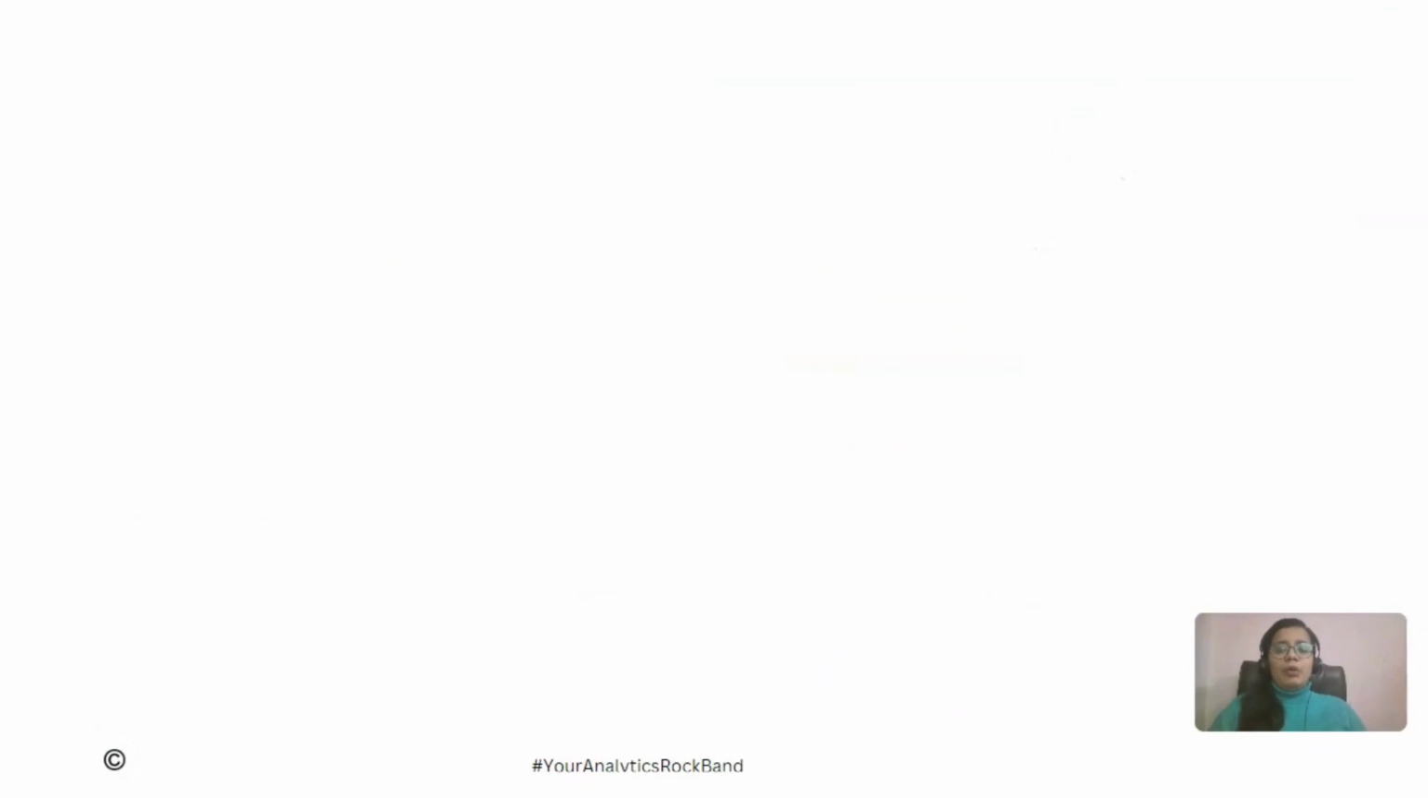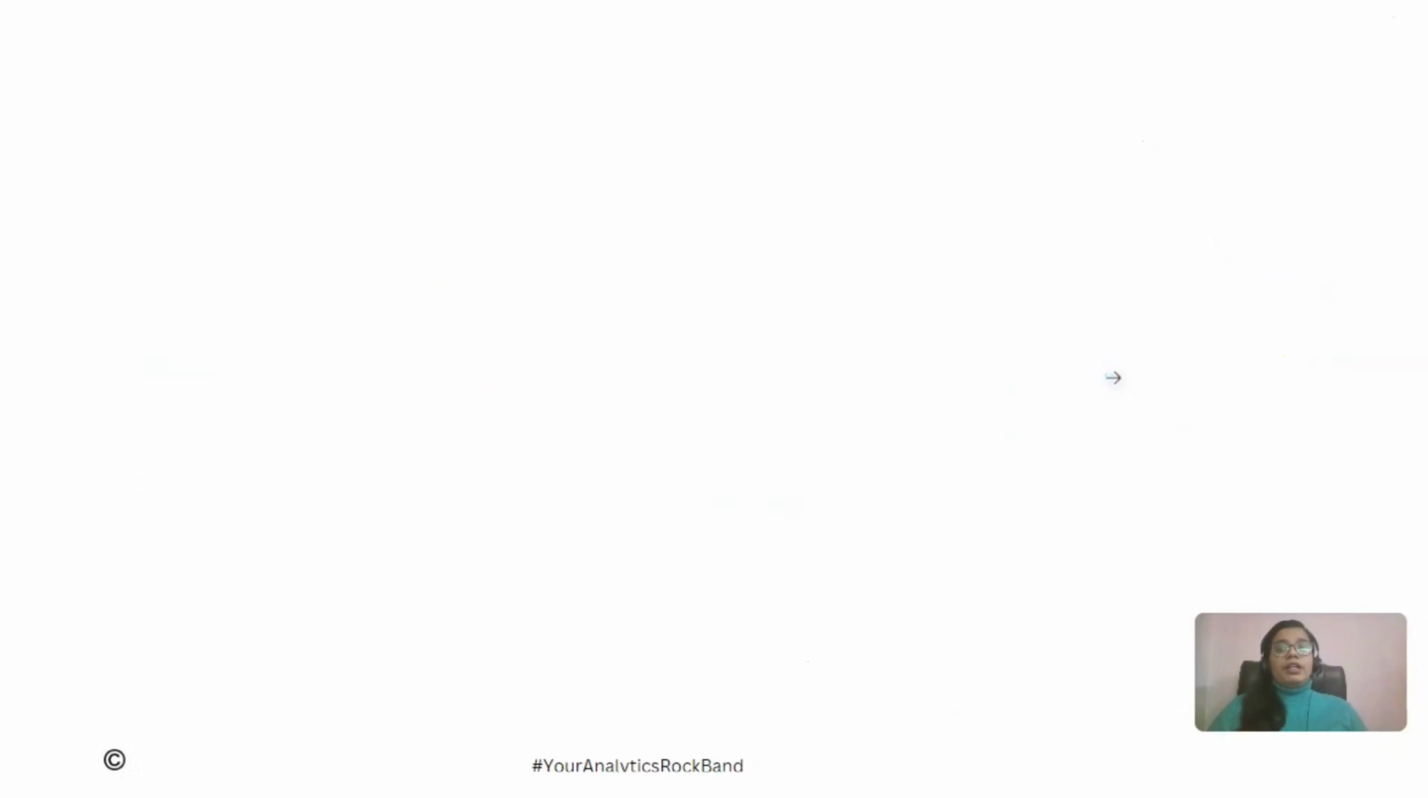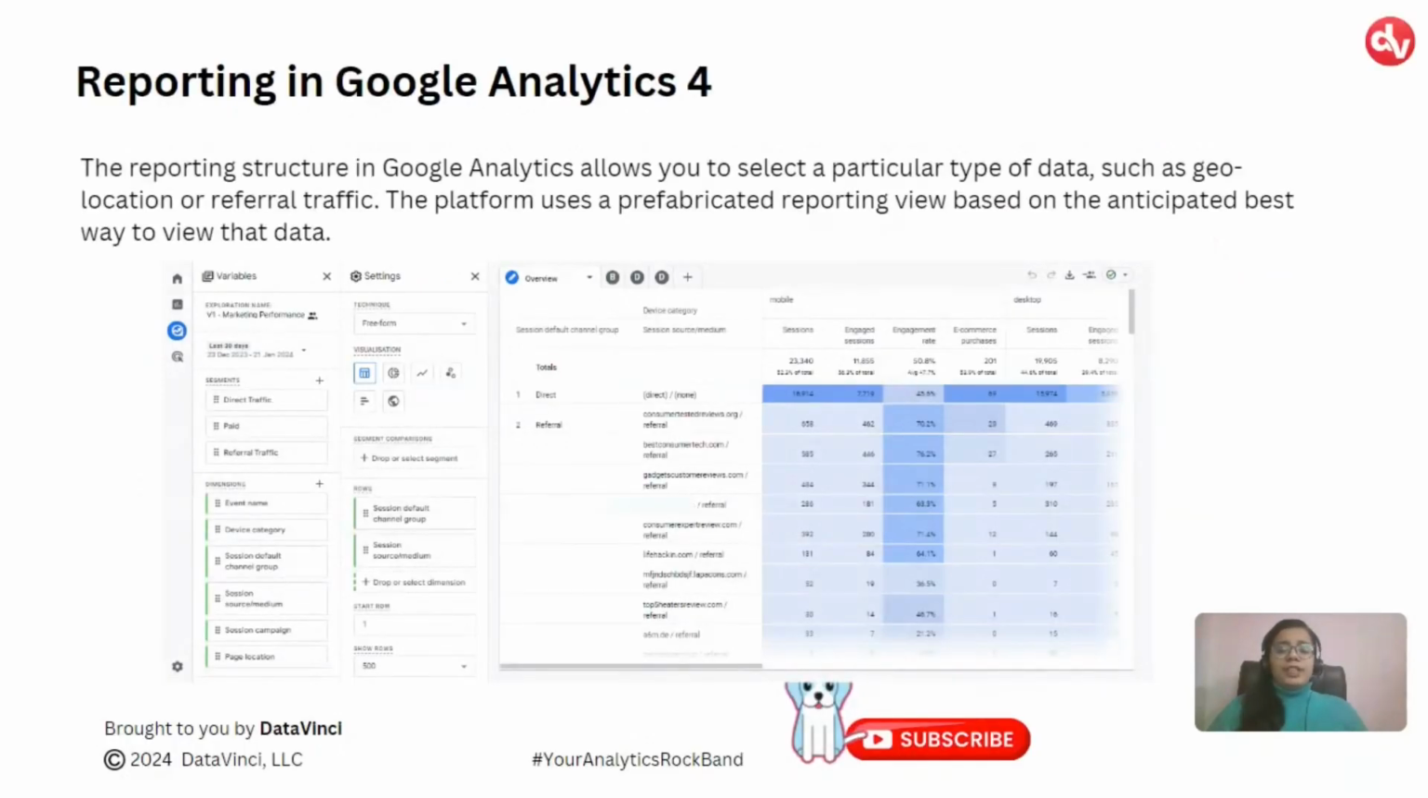Let's understand how reports in Adobe are different from GA4. Reports in GA4 are based on a prefabricated reporting view, which is based on the anticipated best view to view the data. Now, what that means is that reporting is not flexible in GA4. There are a couple of visualizations like freeform, funnel, etc. We can add the dimensions and metrics, filters and segments, but that's about it. We cannot customize the reporting view.